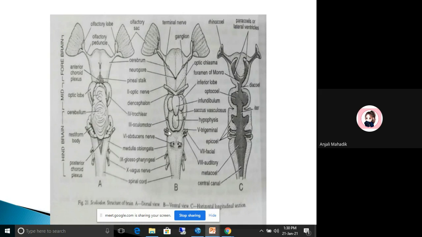Why? Because of swimming activity, these parts are also well developed. So this is the ventral part of the diencephalon.